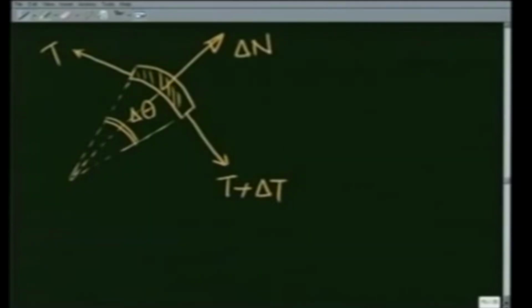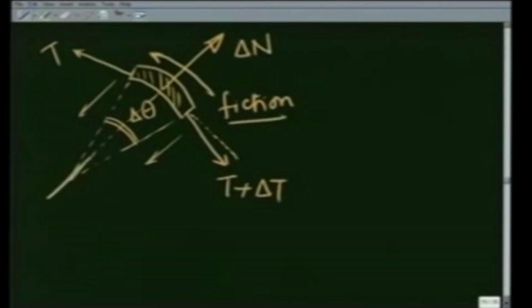Am I missing any force? Of course I am missing a force, because the rope is not moving. There is friction that balances the imbalance between T and T plus delta T, so that the rope doesn't move. Let us now balance forces. The components of the tension in this direction balance N. If I take the components parallel to this line and perpendicular to this line, this is the direction for N, this is direction perpendicular to it.